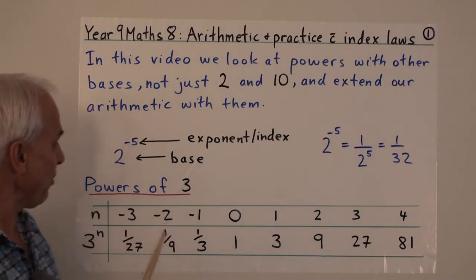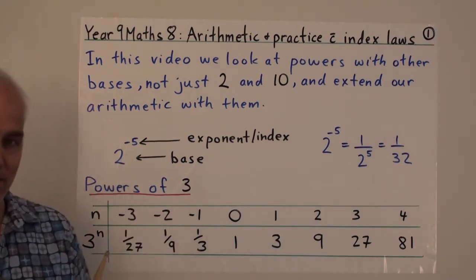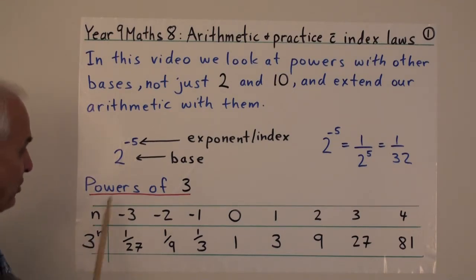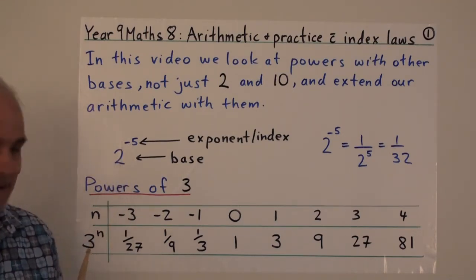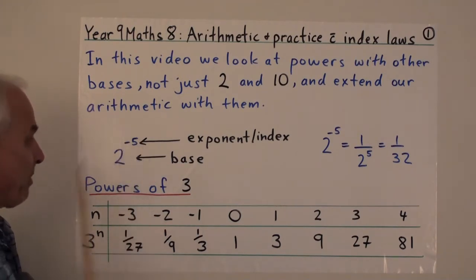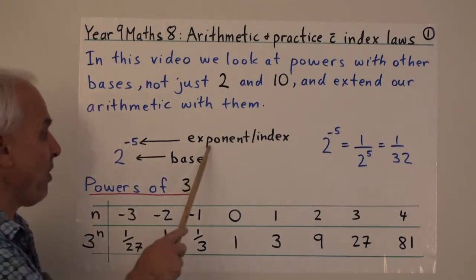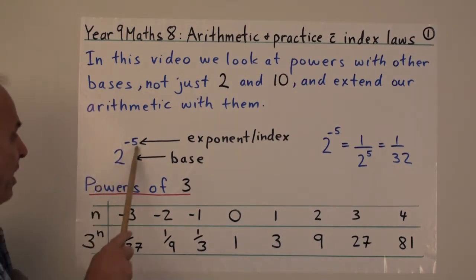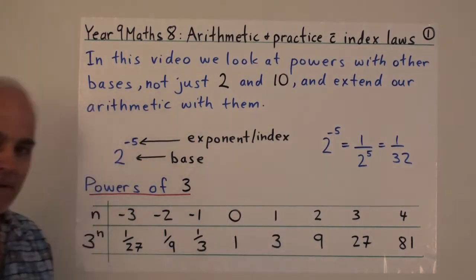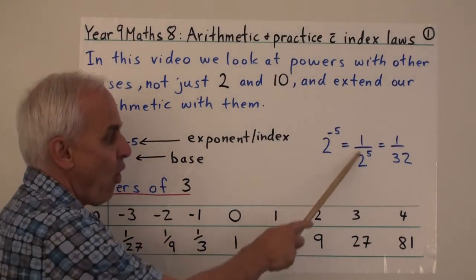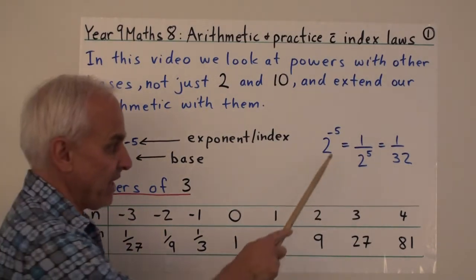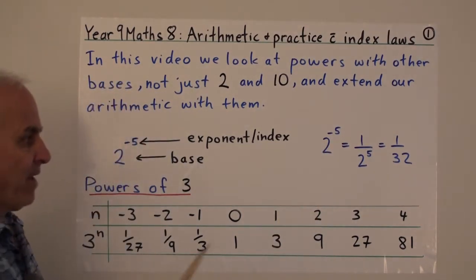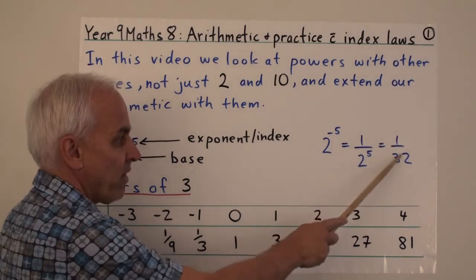Alright, so let me remind you, we're talking about powers, which are expressions like this, say 2 to the minus 5. And I remind you that this number 2 is called the base, and the number up here, minus 5, is called the exponent, or sometimes the index. And I remind you, by the way, that 2 to the minus 5 means 1 over 2 to the 5. You can take that as the definition of 2 to the minus 5 if you like. And 1 over 2 to the 5th is 1 over 32.